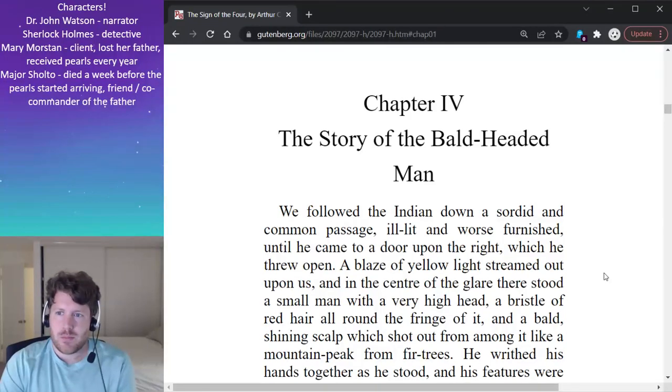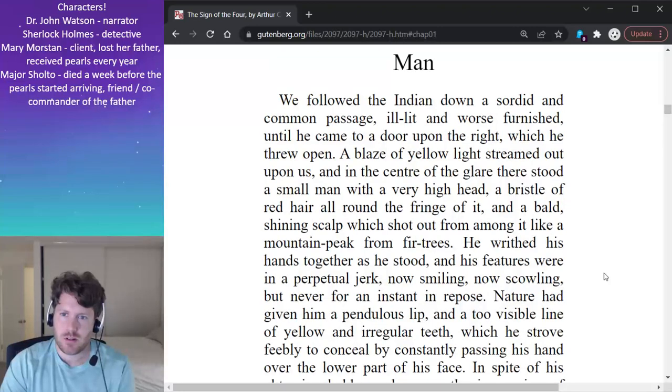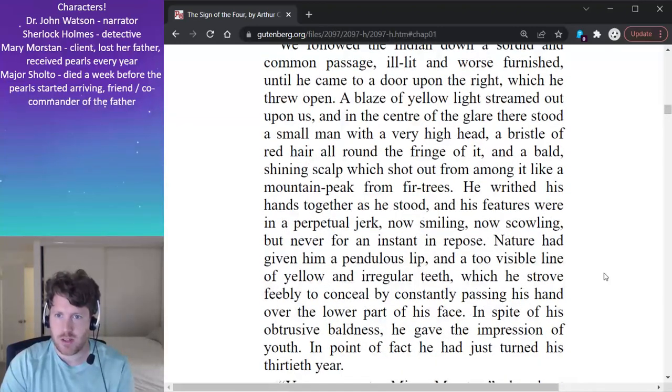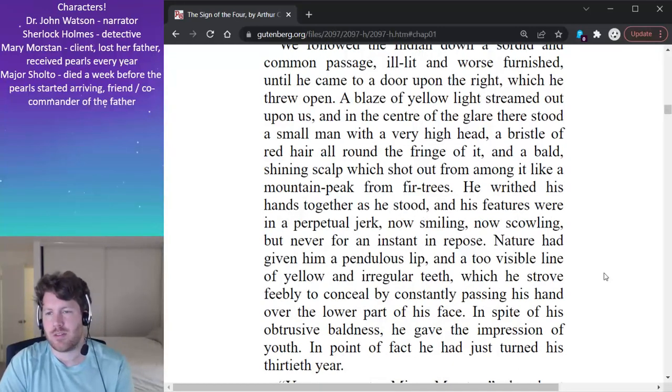The story of the bald-headed man. We followed the Indian down a sordid and common passage, ill-lit and worse furnished, until he came to a door upon the right, which he threw open. A blaze of yellow light streamed out upon us, and in the center of the glare there stood a small man with a very high head, a bristle of red hair all round the fringe of it, and a bald, shining scalp, which shot out from among it like a mountain peak from fir trees.